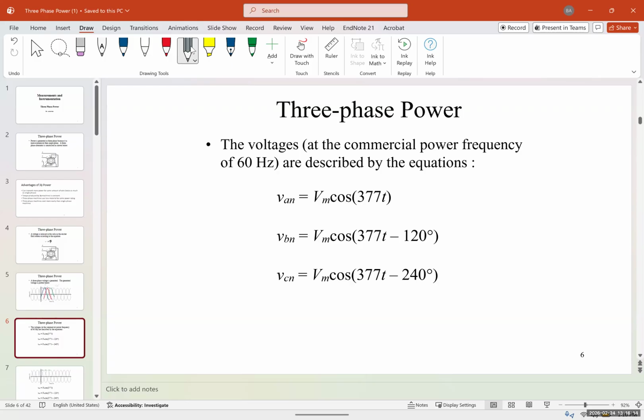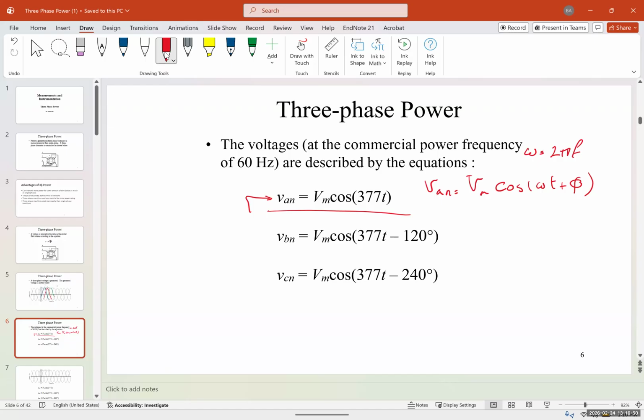Now for this particular example, we use the American standard, which is a frequency of 60 hertz. And again, just a reminder, VAN is going to be equal to VM cosine of omega t plus phi. And omega is equal to 2 pi f. So if you put f as 60 hertz, you get an omega of 377. So for the first phase, it's going to be VM cosine of 377t.